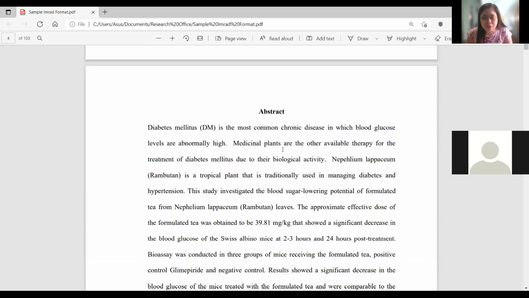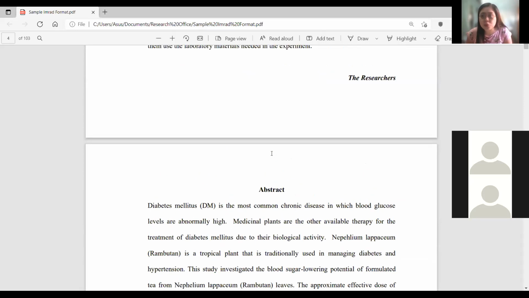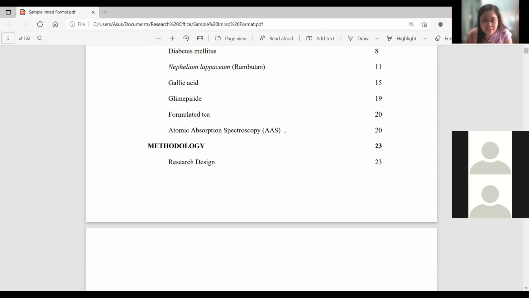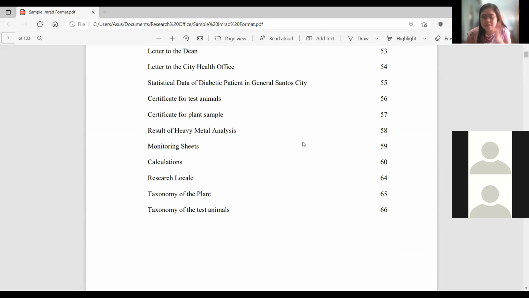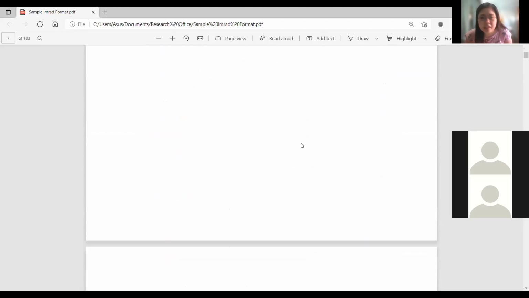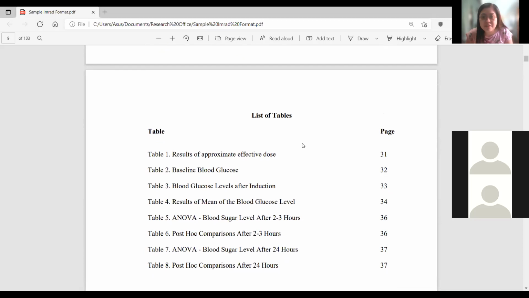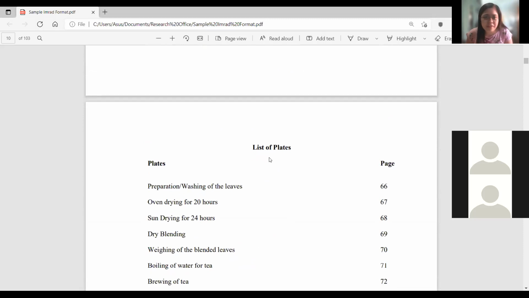And then no need for an abstract, because remember the abstract is a summary of your research paper, and we cannot do that since your paper is not yet finished and you don't have the findings yet. So again, the abstract is not included in the proposal defense, but you will have your table of contents with this format also. The list of appendices. Later, I will discuss what you need to include in the appendices. The list of figures, if you have figures. And the list of tables, if you have tables also. And you don't have the plates anymore.